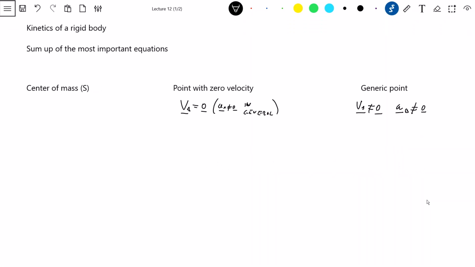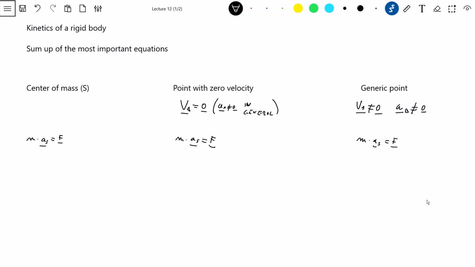So let's see the basic law of dynamics. We have m, the mass, times the acceleration of the center of mass is equal to the sum of all the forces. And this is valid only for the center of mass, so even if I go with a point with zero velocity, we still have m times aS is equal to F, because it's not valid with respect to the point with zero velocity. It must be done with respect to the center of mass. Also here I will write m times aS is equal to F.